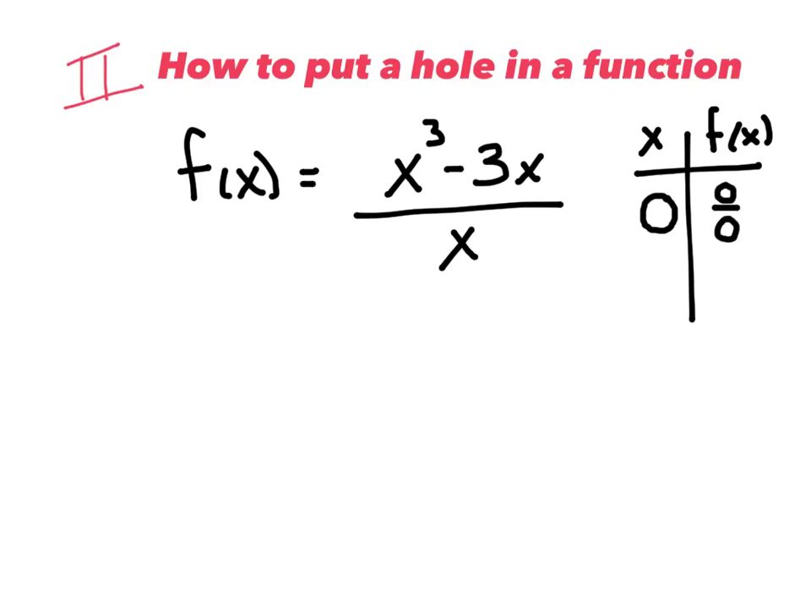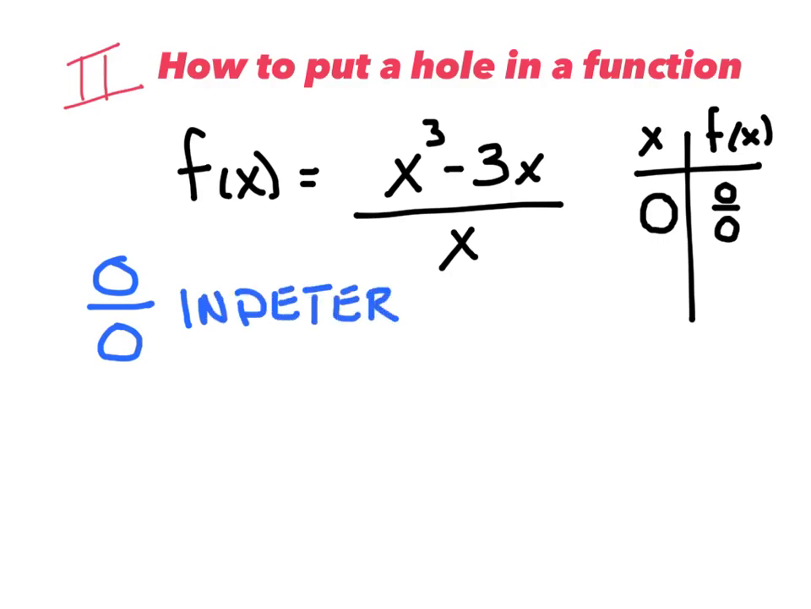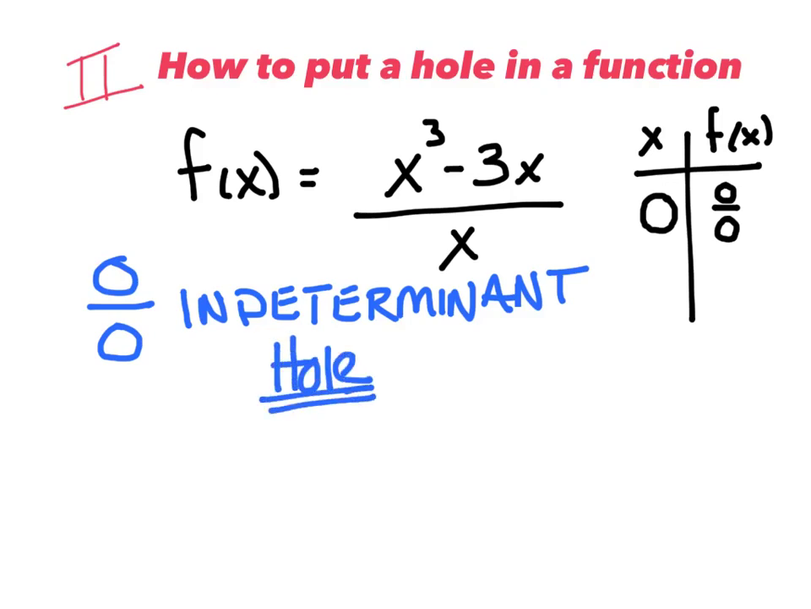Now, this answer is not 0. This is a huge idea for us this year. 0 over 0 is called indeterminate. Okay, get used to saying it, get used to spelling it, writing it out. 0 over 0 is a huge deal for us. This is called indeterminate. And what that implies is that you're going to have some sort of hole in your graph. You can't have 0 over 0.